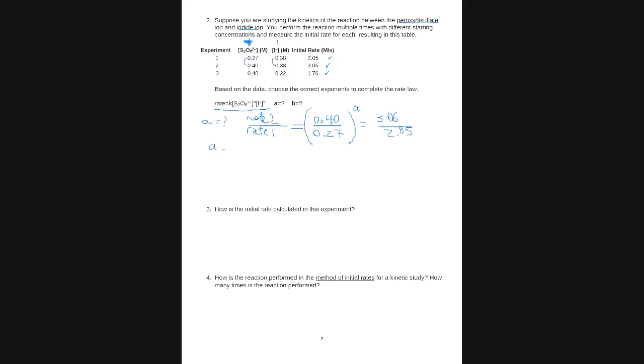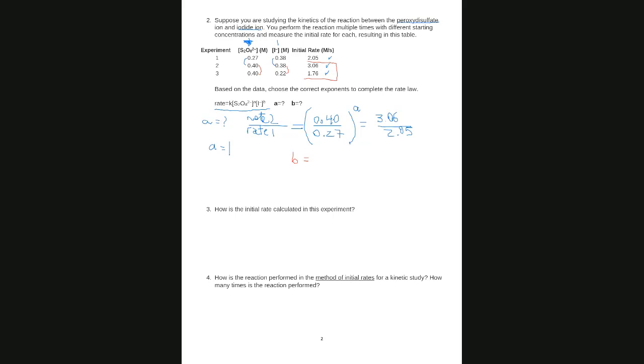Awesome. Now tell me what is the value of B? In order to calculate B, what are you dividing? What two experiments are you going to pick? Yes, awesome. Thank you. Experiments 2 and 3. Very good. Why is that? Because the concentration of this is the same and this one varies. So what value do you have for B?